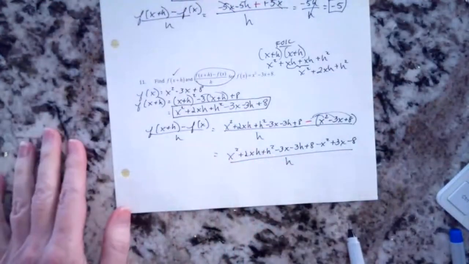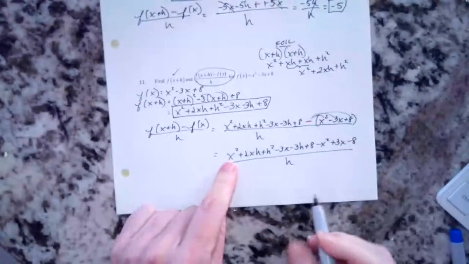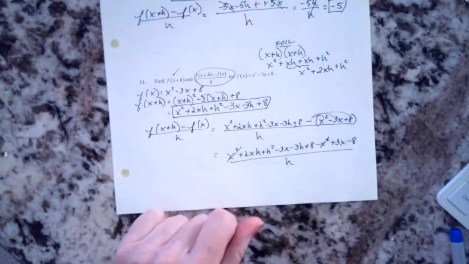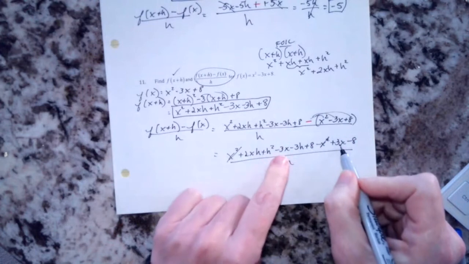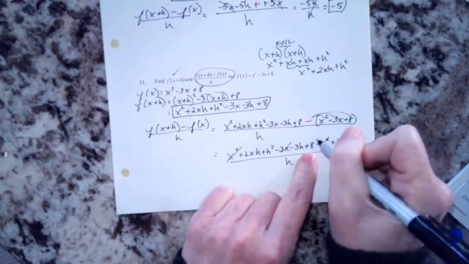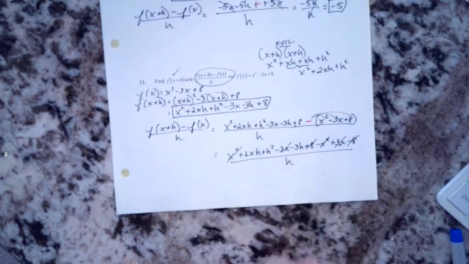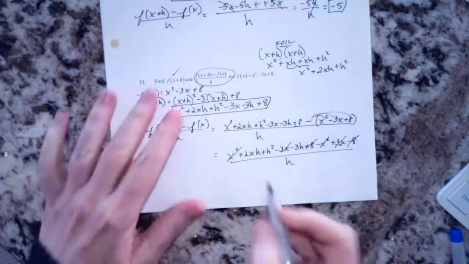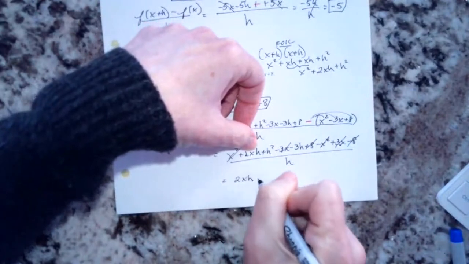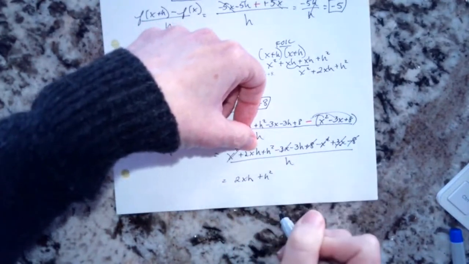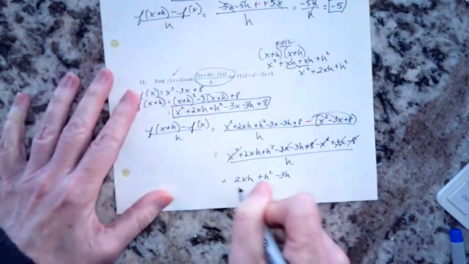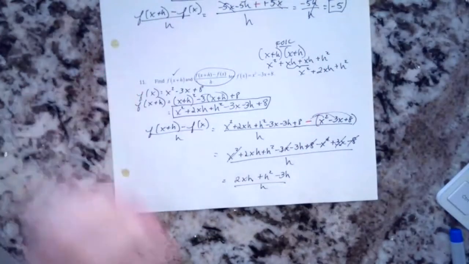And now just go to town here looking for stuff to cancel. You've got an x squared and a negative x squared, gone. You've got a 3x and a negative 3x, they're gone. You've got an 8 and a negative 8, they're gone. So let's collect what's left. 2xh plus h squared minus 3h, and that looks like that's it, all of it over h.